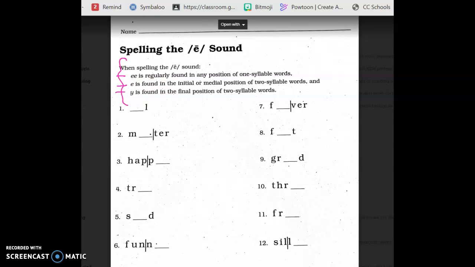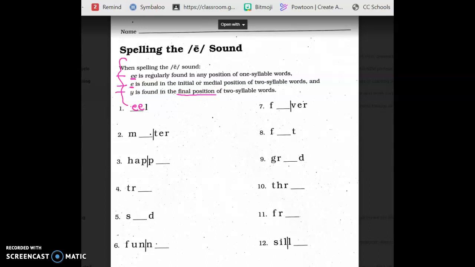Okay, so let's look at our words. We're going to try to fill these in with two E's, one E, or a Y. Number one, we just have an L there. So we're going to have eel. I don't think it's going to be a Y since it says final position. So it's either got to be two E's or one E. And it's going to be two E's. We've got that long E sound like that.